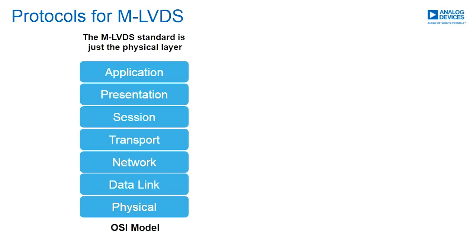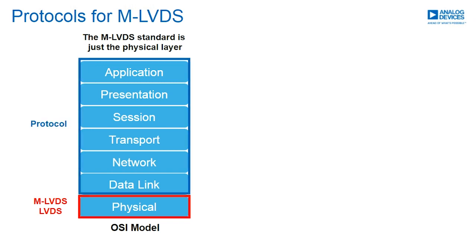The M-LVDS standard defines only the physical layer of the communication, which is the bottom layer in the Open Systems Interconnect model. This covers the electrical characteristics of the communication only. Concepts like bit encoding, flow control, addressing, and error correction are not defined by the M-LVDS standard and must be included in a higher level communication protocol.